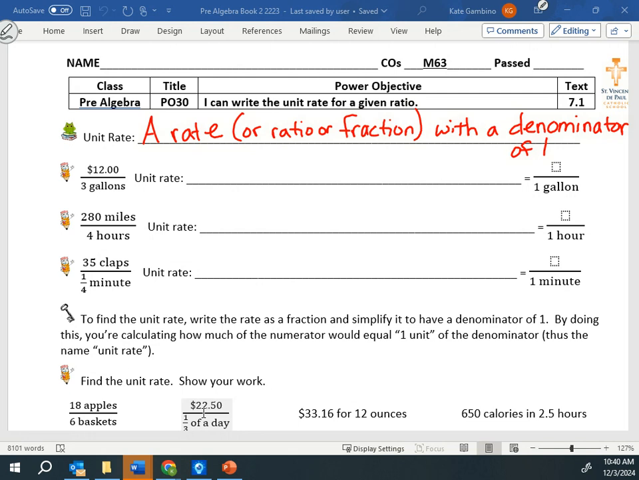So if we have $12 for 3 gallons of gas, what would be our unit rate? So our question is, how much money per gallon? How much money are we spending on 1 gallon of gas? So how would I find that? What do you think, Luke? Divide $12 by 3.